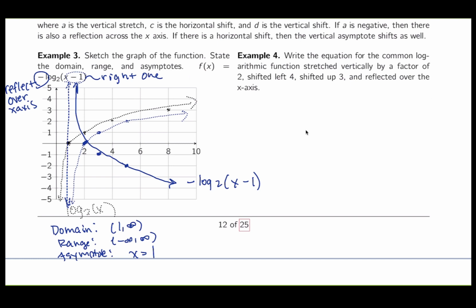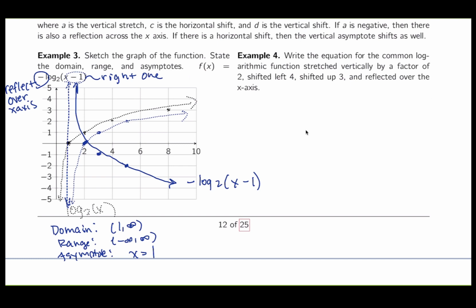All right, the last thing we'll talk about is going the other direction, going from a description to an equation. So here I want to write the equation for the common logarithmic function, stretched vertically by a factor of 2, shifted left 4, up 3, and reflected over the x-axis. All right, we have a lot going on here.